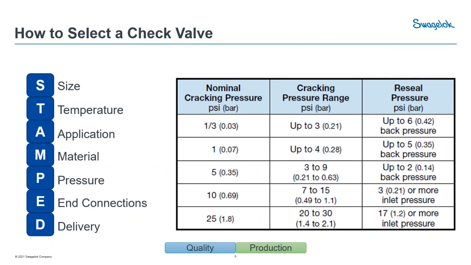So knowing the cracking pressure has a nominal value and a range. You can see there from the first two columns. Your nominal cracking pressure in the first column is the average differential pressure required to open the valve, while the cracking pressure range in that middle column is the minimum and maximum upstream pressure that's required to open the valve. Another thing to understand is your reseal pressure in the third column. Your reseal pressure is dependent upon your system back pressure and the spring rating, overcoming the upstream pressure to be able to close that valve.